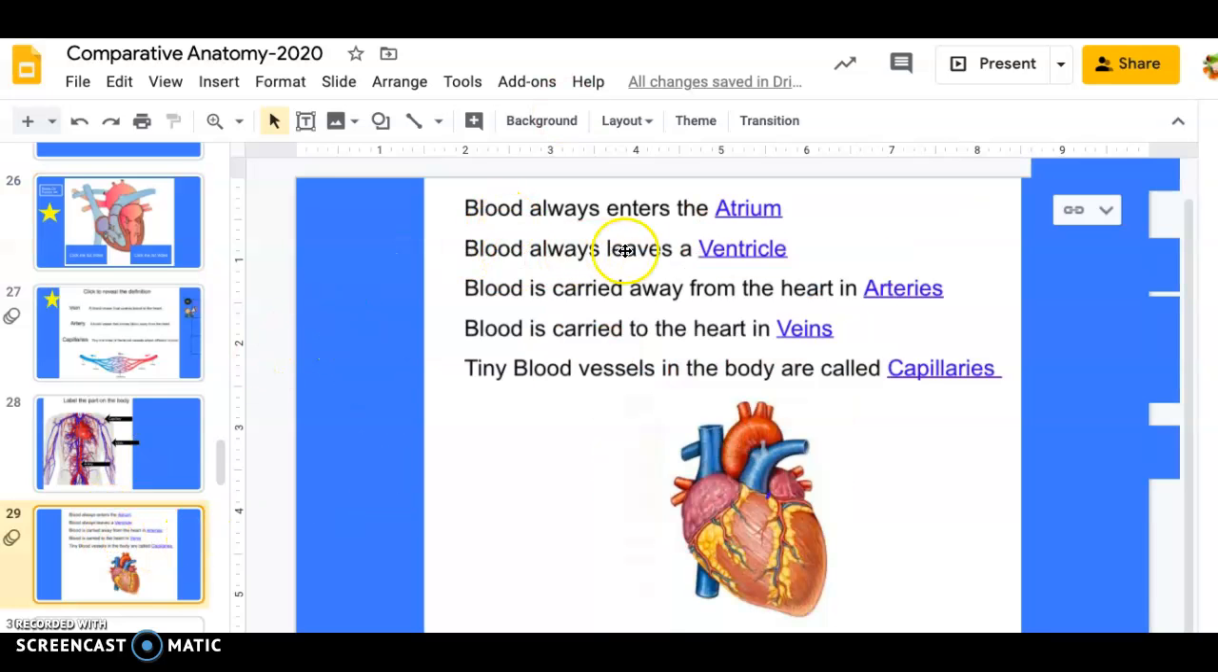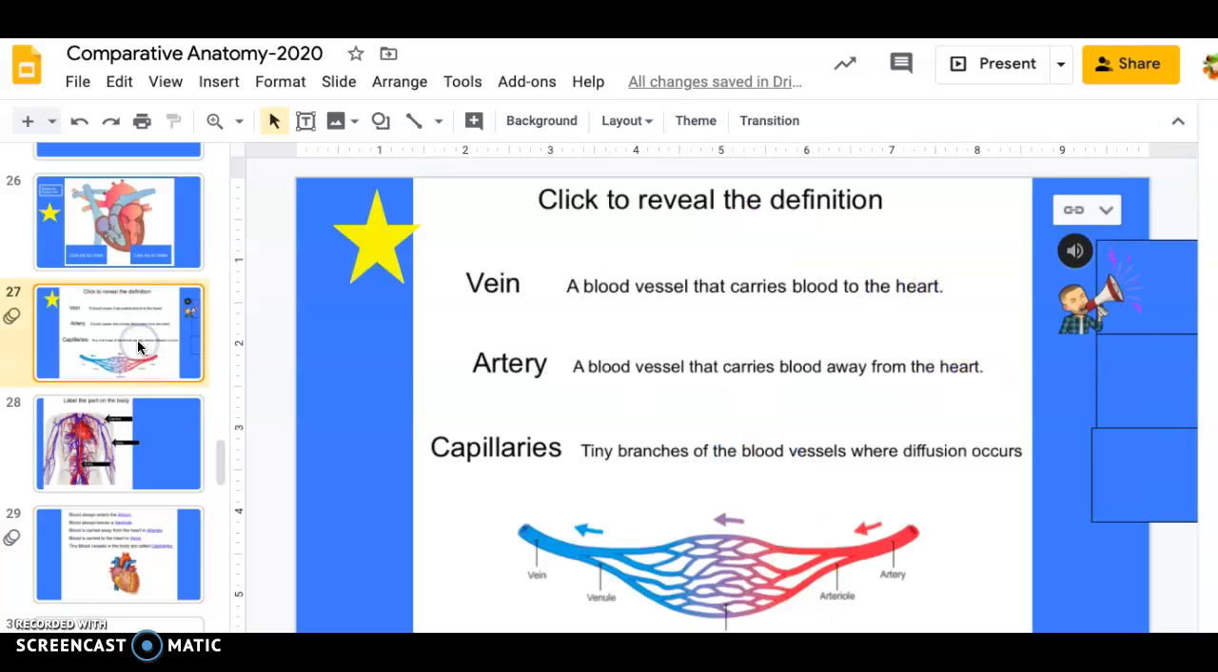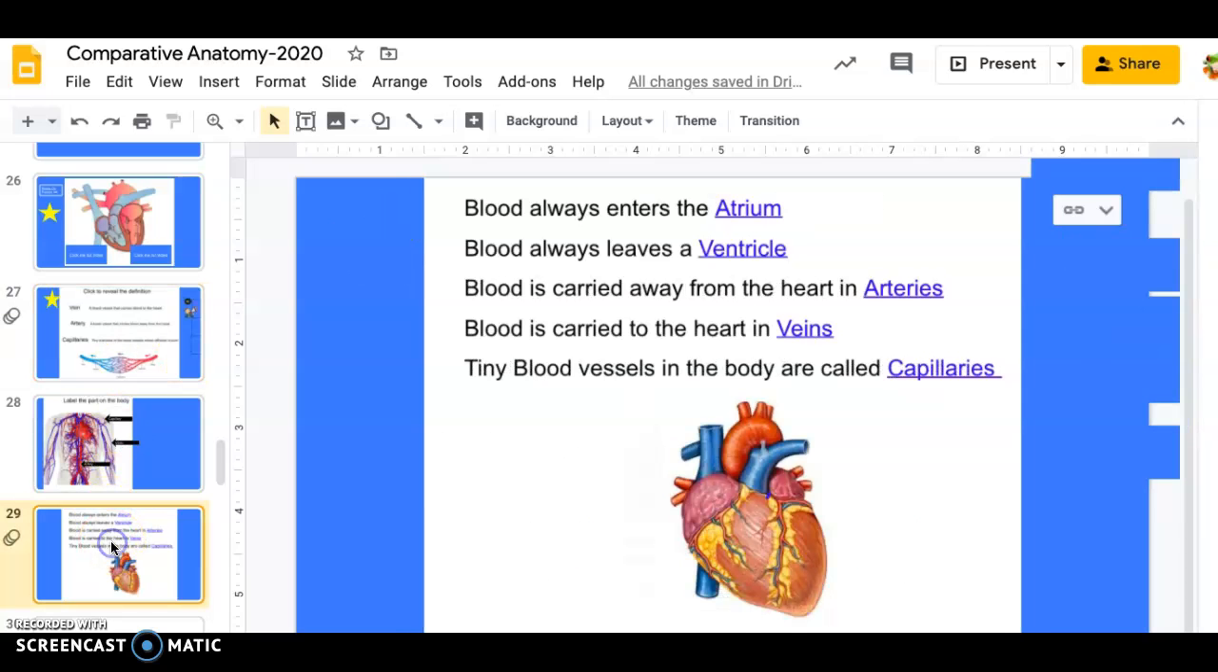Blood always leaves the heart from a ventricle, and the ventricles are the bottom two chambers. So there is a right ventricle and a left ventricle. We went over slide 27 and talked about veins, arteries, and capillaries. Blood is carried away from the heart in something called an artery, and this is the biggest artery, this red one. It's called the aorta. Blood is always carried to the heart in a vein, and veins are usually labeled blue. They aren't blue or red in real life, but we usually label them that way.